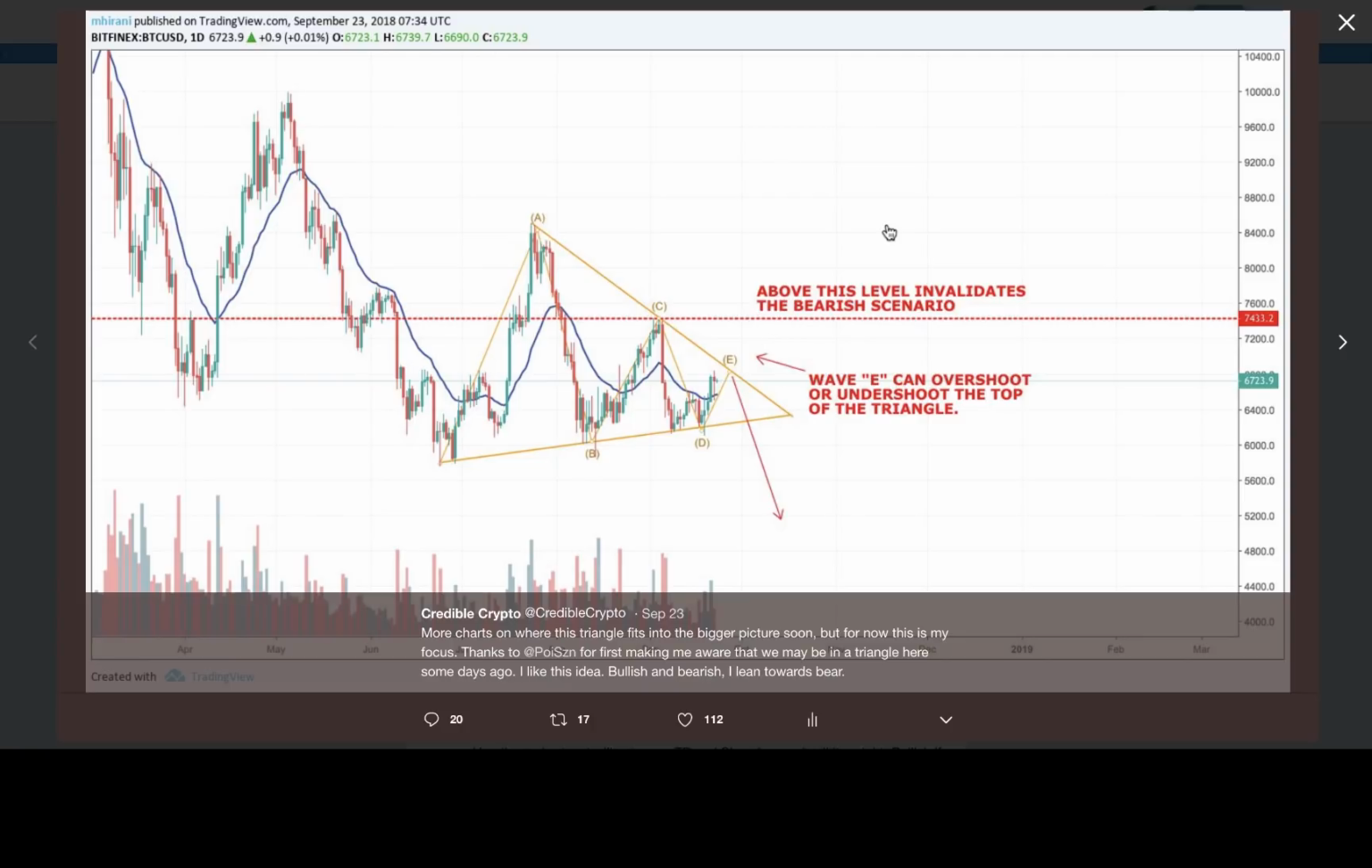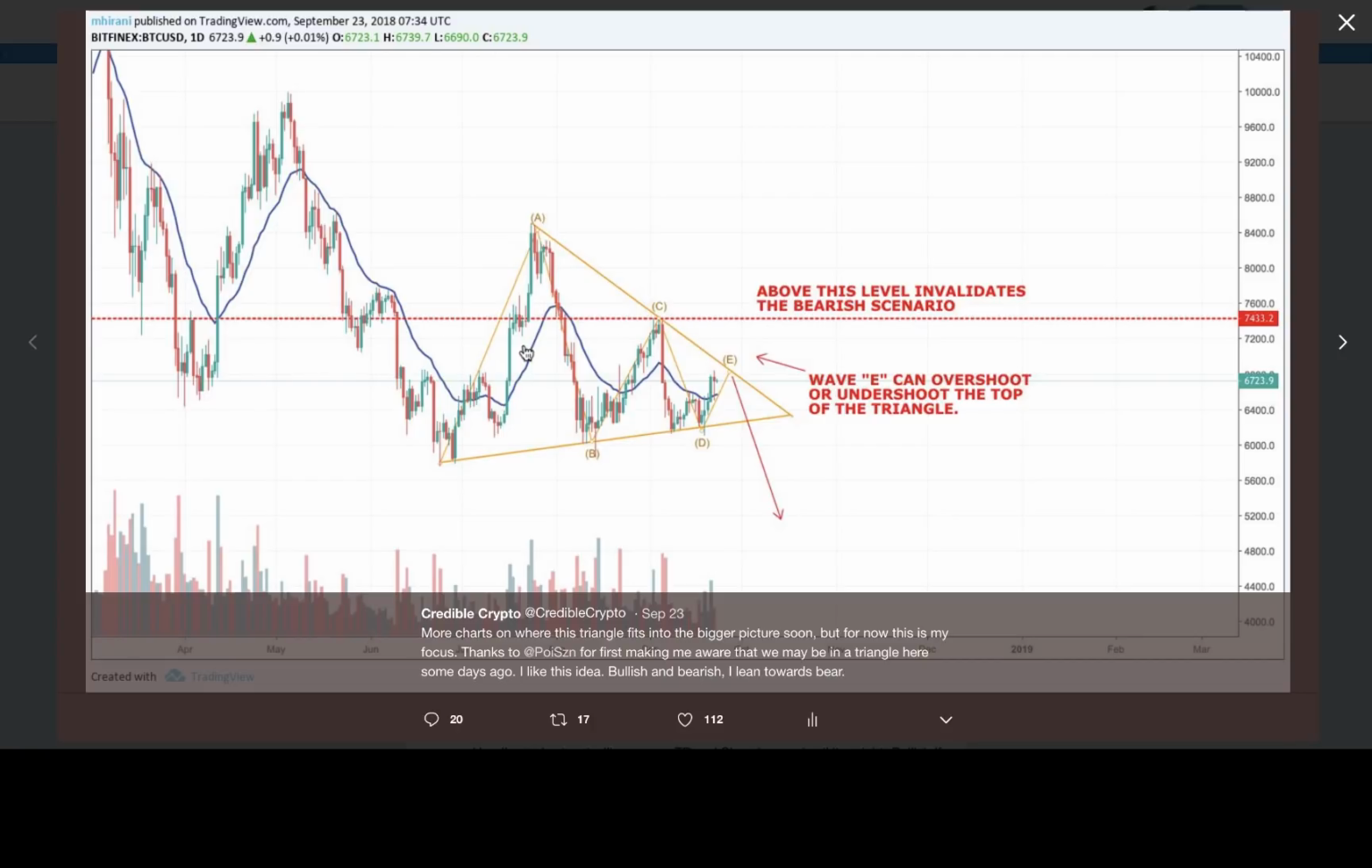Although I was leaning bearish, and I have been leaning bearish for a very long time, it's always good to keep in mind an alternate option, so if things don't go the way that you're expecting them to, you're not blindsided, and you don't make emotional decisions on the spot. So what you're seeing here is the bearish scenario, and that's that this triangle is an A, B, C, D, E triangle that would eventually end up breaking down, and over here, this red line is the invalidation point for this bearish scenario.